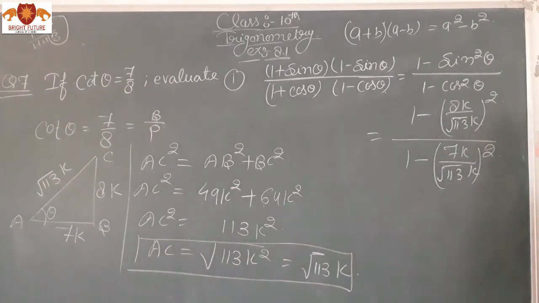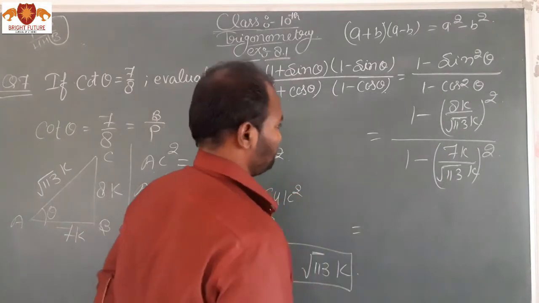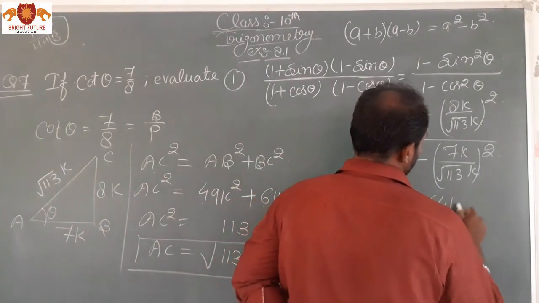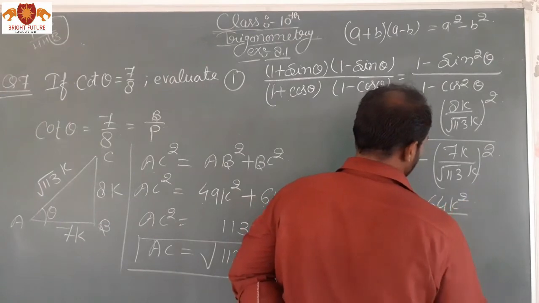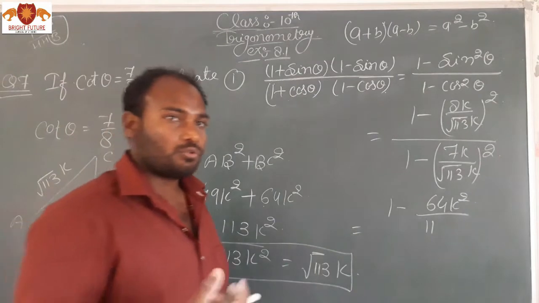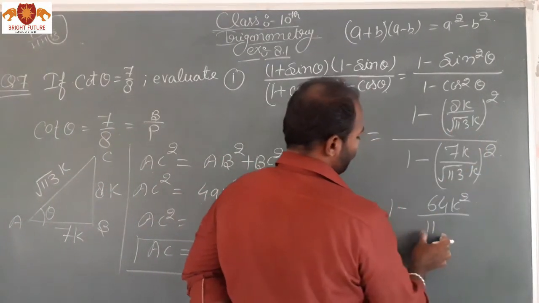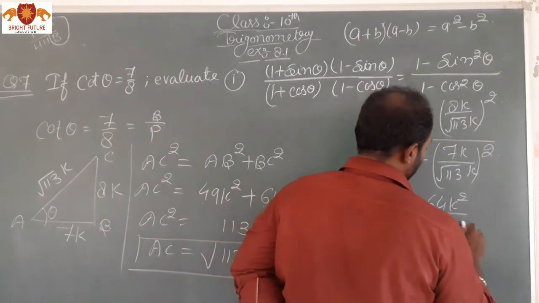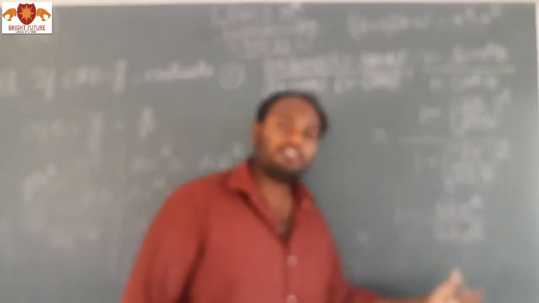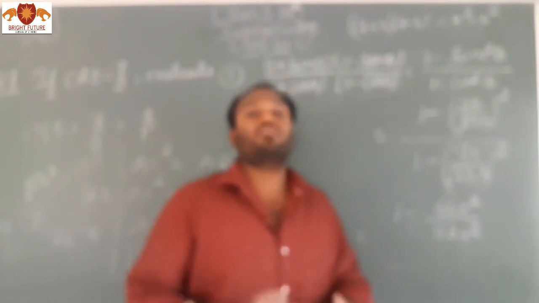What did you understand? Now if I solve it, I will get the value 1 minus 64k square divided by 113. If I square the root value, this value will become 113 only, and k square is also there. You have already studied in 9th class about surds and indices. How can we solve the values of roots? Okay.